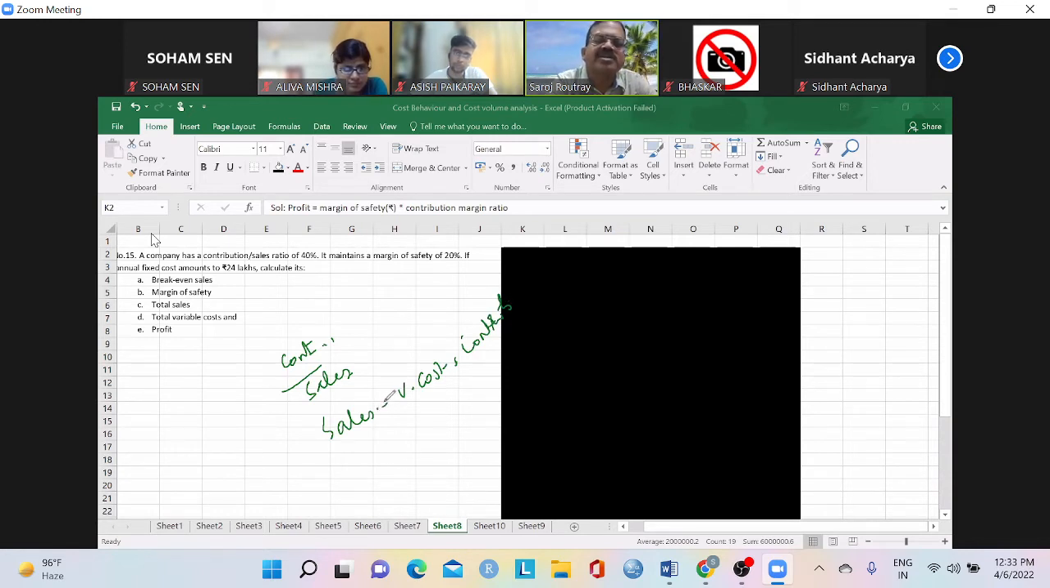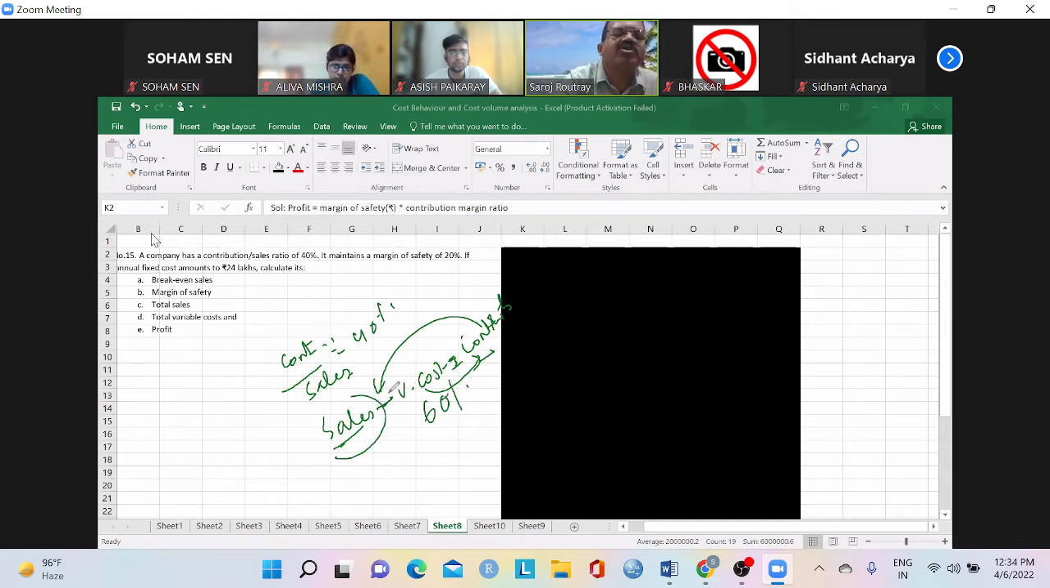So what does it say? If you deduct variable cost from sales, you get contribution. The other way, if you deduct contribution from sales, you get variable cost. So if contribution sales ratio is 40%, then variable cost ratio is 60%, because sales is 100. Out of sales, you have two things, contribution and variable cost. If contribution is 40%, variable cost is 60%. So why have I done this? You will be applying this in point D. Before that, we have two more pieces of information.